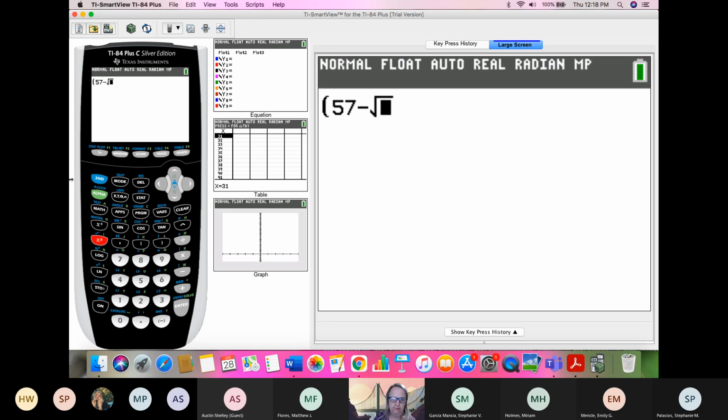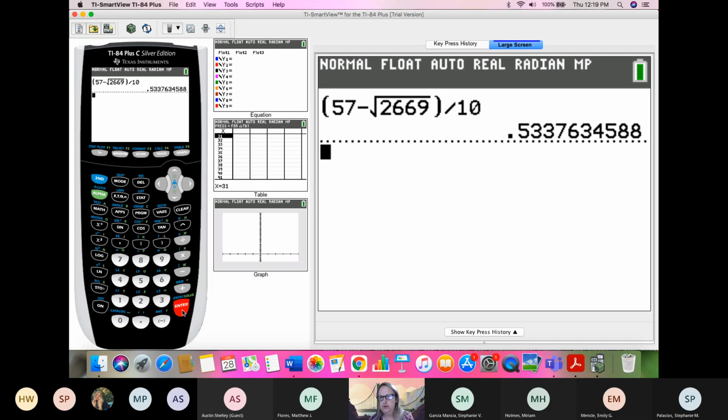2, 6, 6, 9. Right arrow out from inside the square root, and then put a closing parenthesis there. Divided by, just a division sign, we'll do 10. 1, 0. Enter.